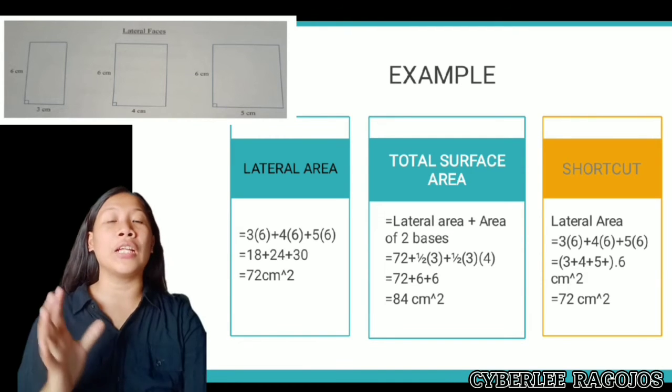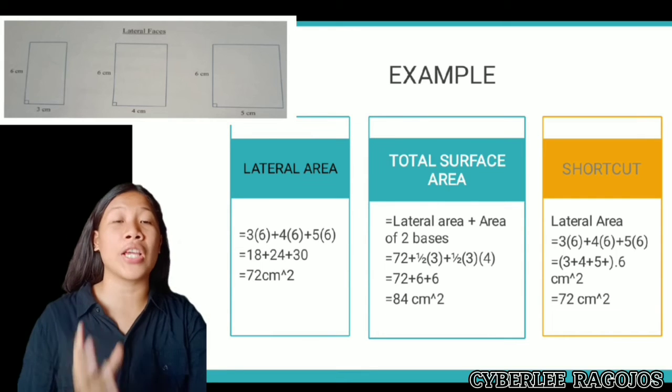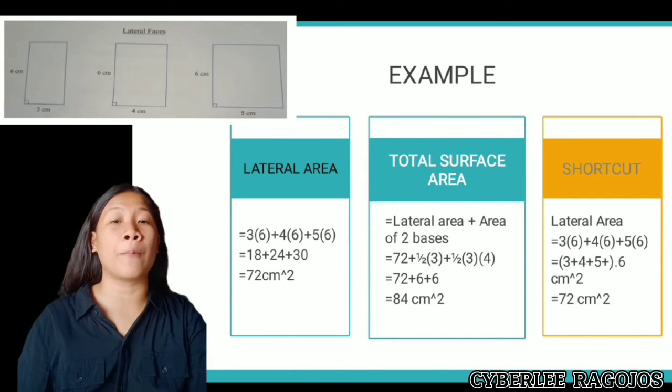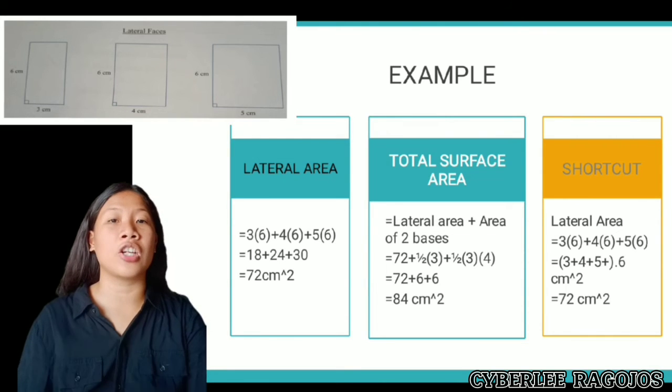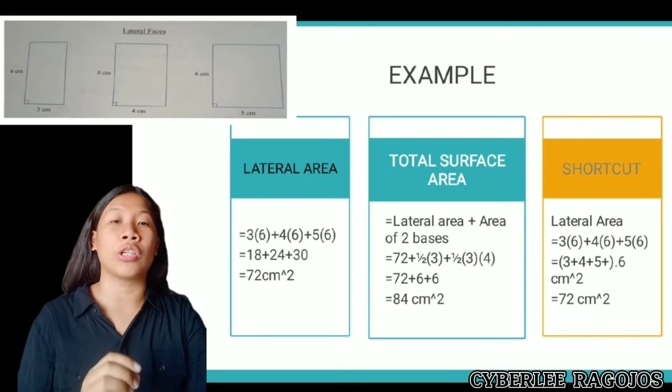So, sa formula na to, kung mapapansin natin is 3 plus 4 plus 5, which represents the perimeter of the base, while yung 6 naman is represents the height. So, same lang din kanina yung sa answer na nakuha natin sa una. Pero, mas pinadali lang tong shortcut.